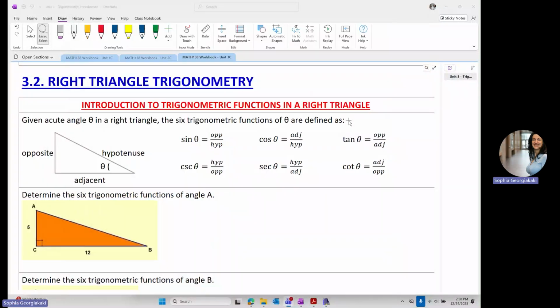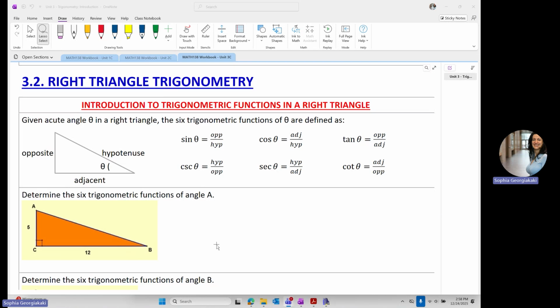We will start our exploration of trigonometry with right triangle trigonometry. Trigonometry is the measurement of triangles, so a lot of the problems that we will see is to solve a triangle. And solving a triangle means to find all the angles and the lengths of the sides of the triangle. We will start with right triangles.